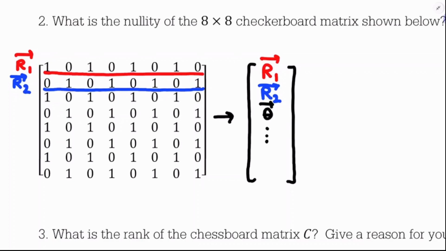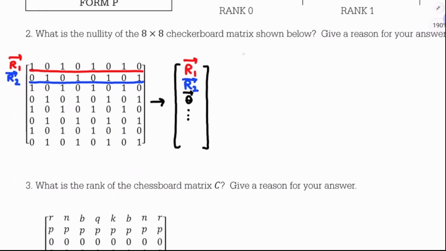So I know that the rank of this thing is equal to 2, because rank is number of pivots. It's also the dimension of the range. It just depends on what perspective you start with as to what definition is going to be useful to you.